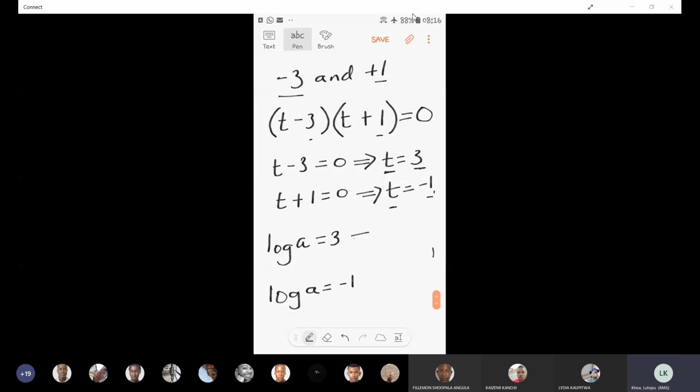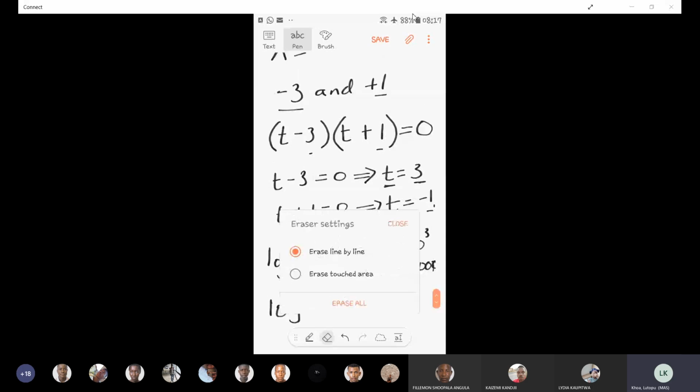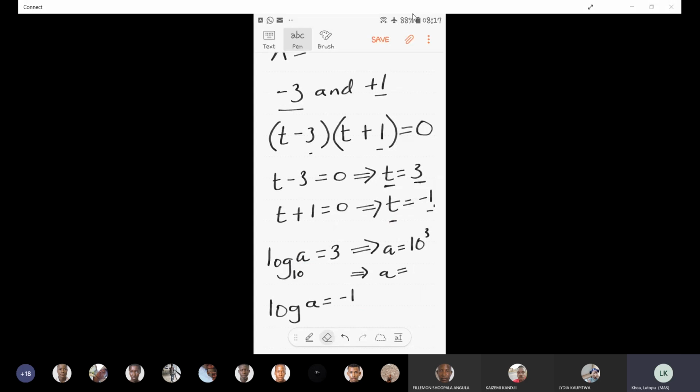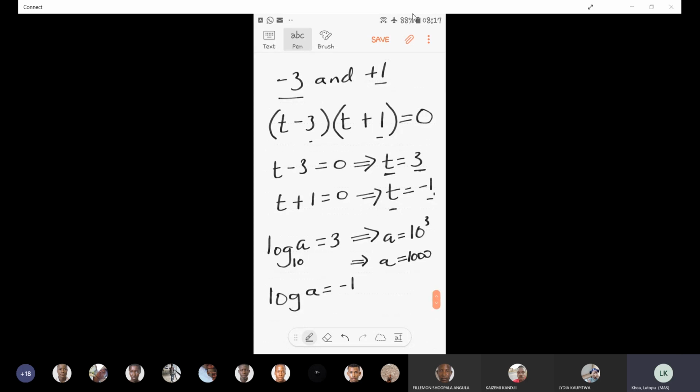Now this one here, if log of a is equal to 3, when I write this in exponential form, remember the base is an invisible 10 over there. This means that a is equal to 10 to the power of 3, which means that a is equal to 1,000. So this is 1,000. Okay.